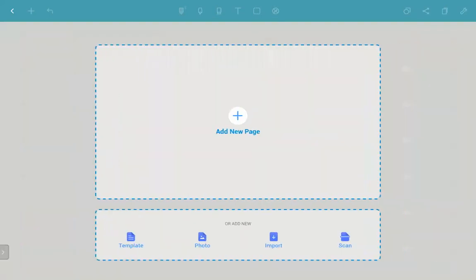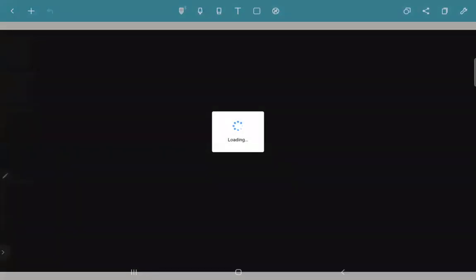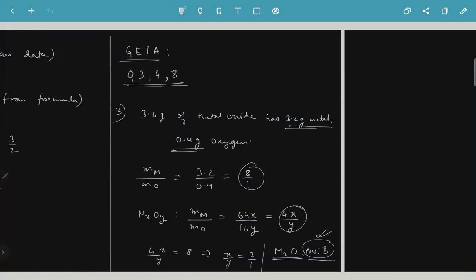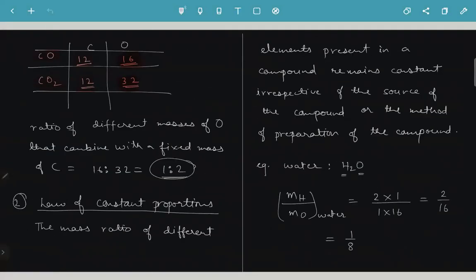So let us continue with question number 4 and question number 8. Second. This is, I think, mole concept lecture 7.